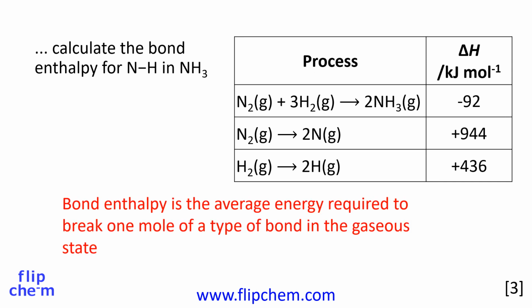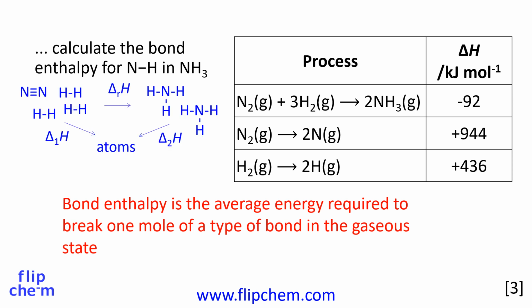We can use a Hess cycle to solve this. Bond enthalpy is the average energy required to break 1 mole of a type of bond in the gaseous state. Here is the Hess cycle. Atoms are formed when all of the bonds in the substances are broken, so the arrows must point towards the atoms. I've drawn each molecule out here to show all of the bonds that are broken.